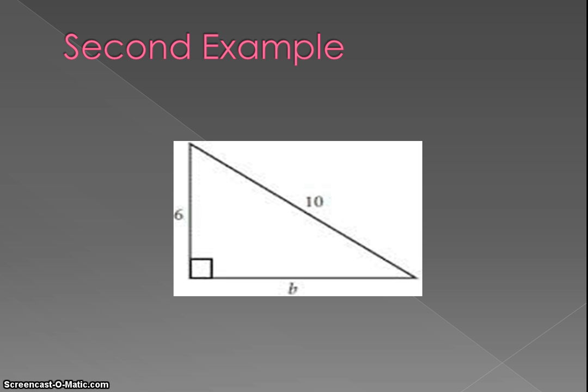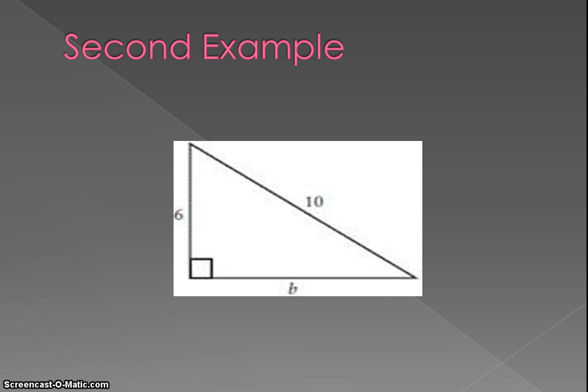In order to solve for b, we have to get b by itself, so we are going to subtract 36 from the left side of the equation and move it to the right side to subtract it from 100. 100 minus 36 equals 64. We have to do one more step. We have to find the square root of 64 to find the value of b.